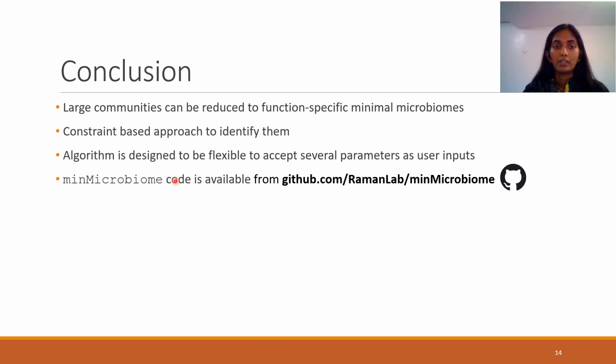To conclude, large communities can be reduced to function-specific minimal microbiomes. Constraint-based approach to identify them is being presented. The algorithm is designed to be flexible to accept several parameters as user inputs. The minimal microbiome code is available on our GitHub page.